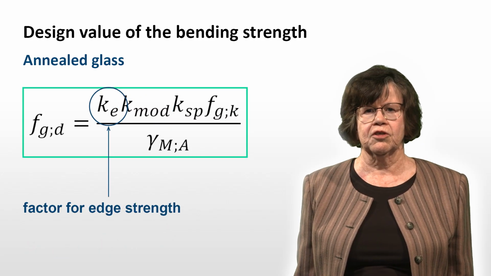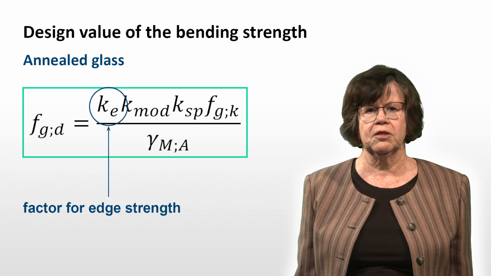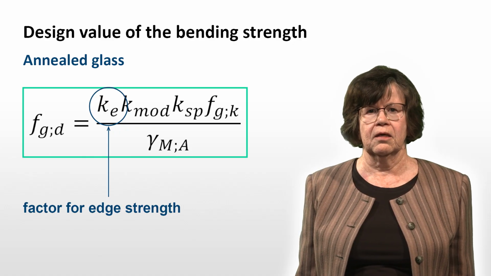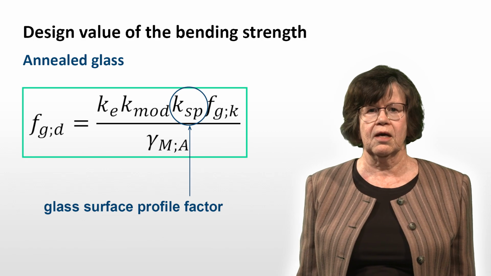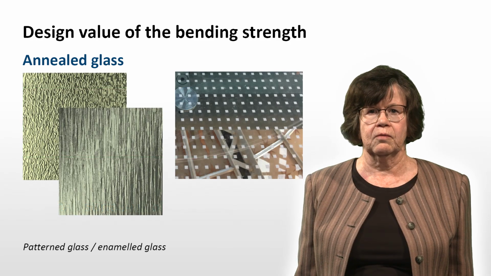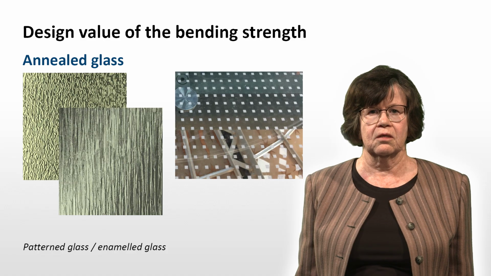k_e is a factor for edge strength, taking the usual value k_e equal to 1 in case of simply supported glass panes along 4 sides and lower than 1 in other cases. k_sp is the glass surface profile factor. For the float glass, k_sp is equal to 1. For pattern glass, k_sp is equal to 0.75. This factor varies depending on the glass material such as drawn sheet glass, enameled pattern polished wired glass or sandblasted glass. See in the Eurocode EN 16612.